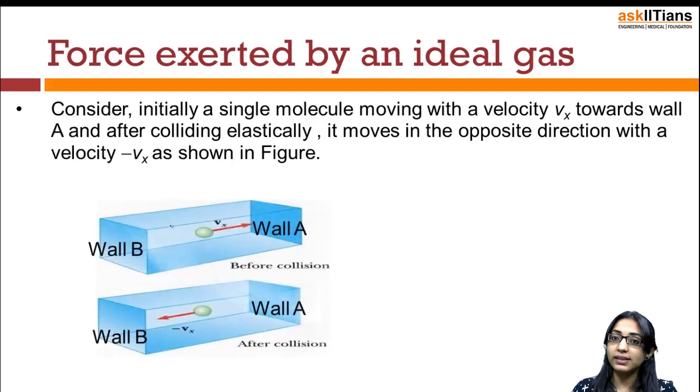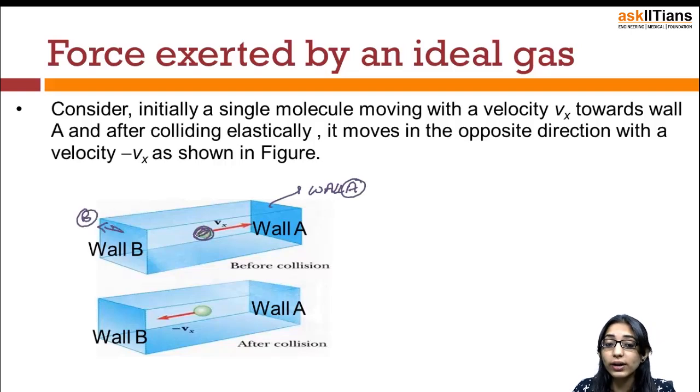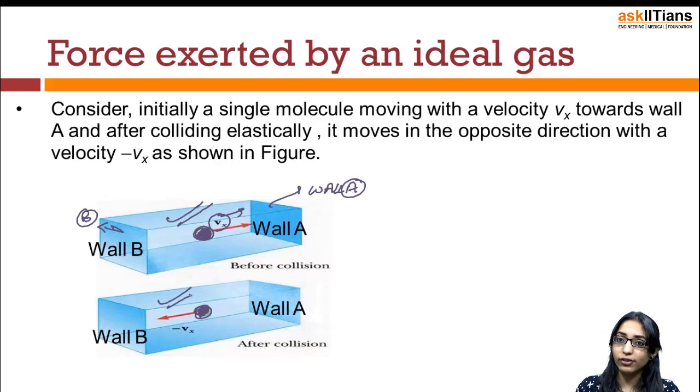Let me say the same cube which I had taken earlier has got a wall, let me call it wall A, and let me call this wall B. So I am saying, let us say this molecule is moving with the initial velocity Vx in the direction of wall A. After colliding elastically, when the molecule was moving with the velocity Vx towards wall A, it got elastically collided, and once it was coming back, it comes back with the same speed but in the opposite direction, with the velocity minus Vx. This is before the collision and this diagram is after the collision.